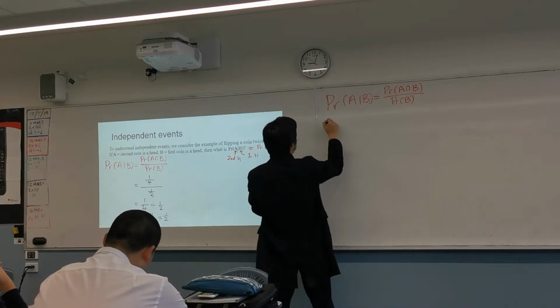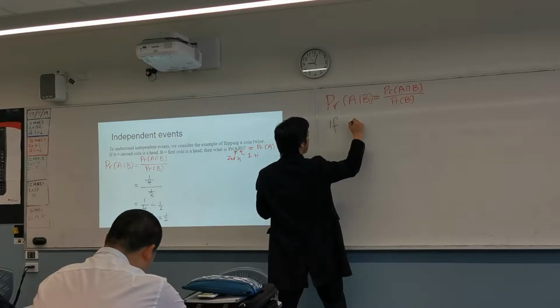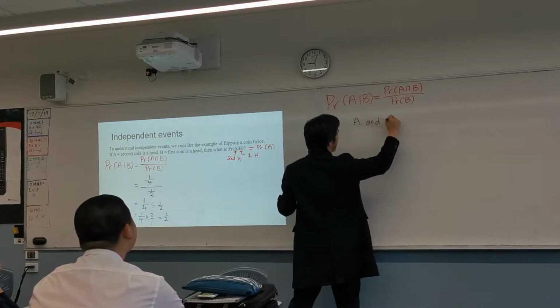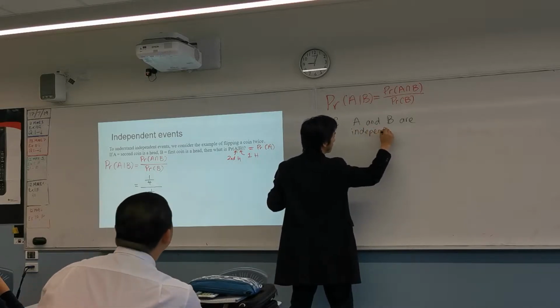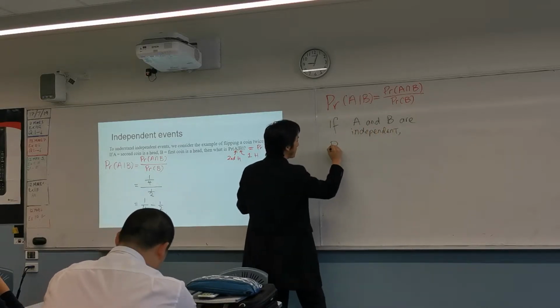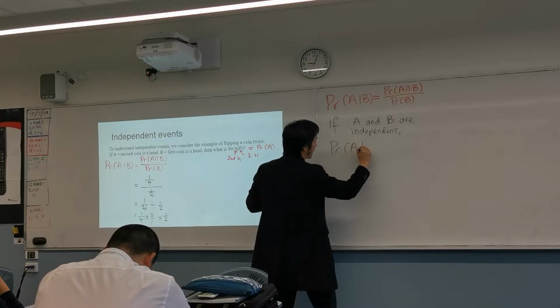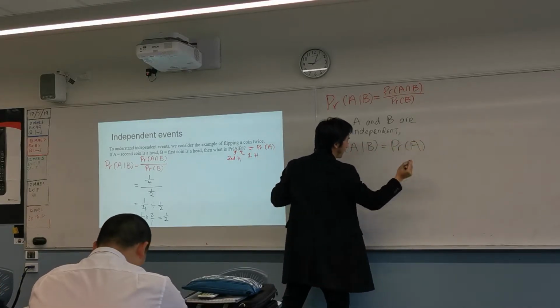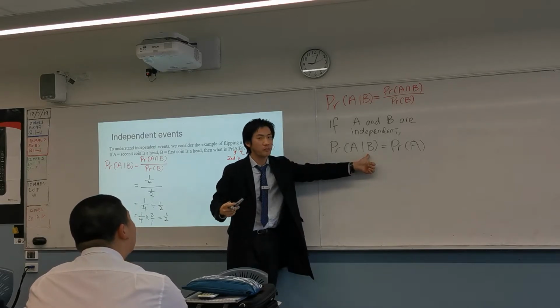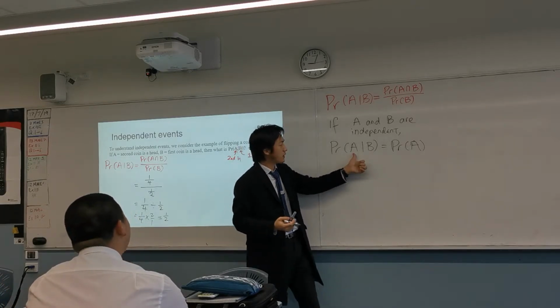I'll write this formula up on the board. If A and B are independent, then the probability of A given B is just equal to the probability of A. Okay? Doesn't matter whether B happens or not. It's still going to be the same probability.